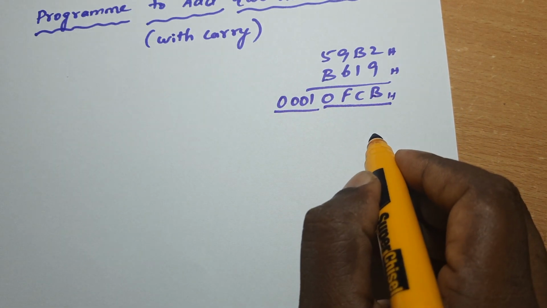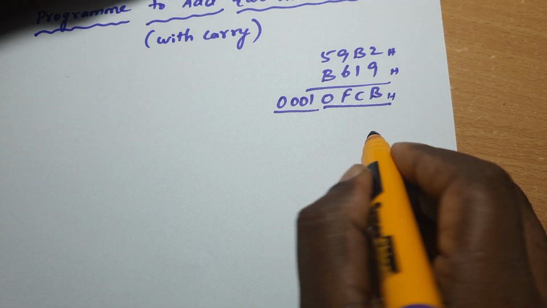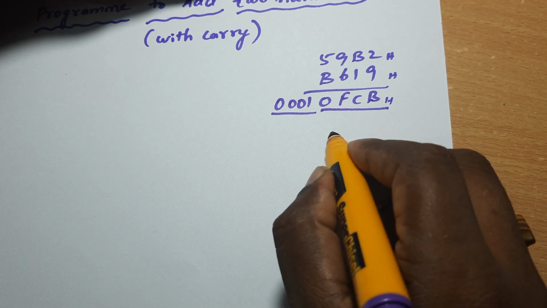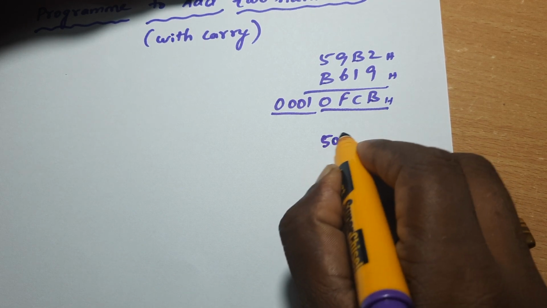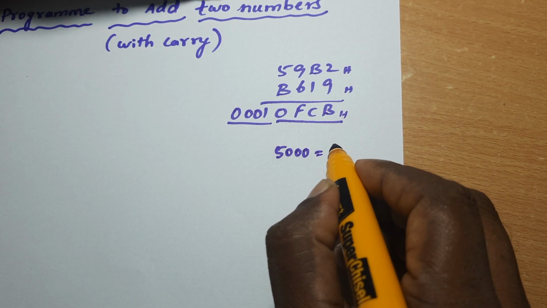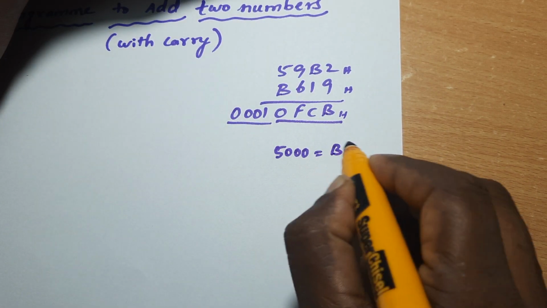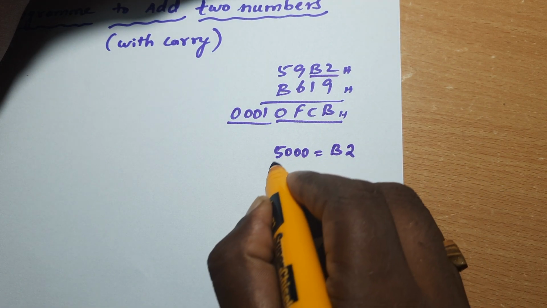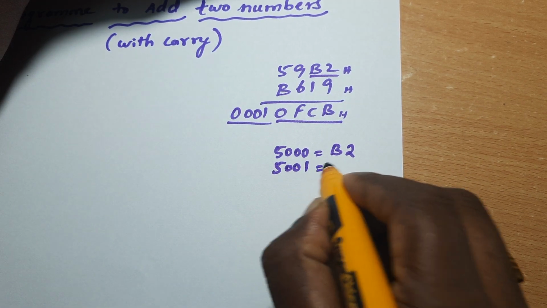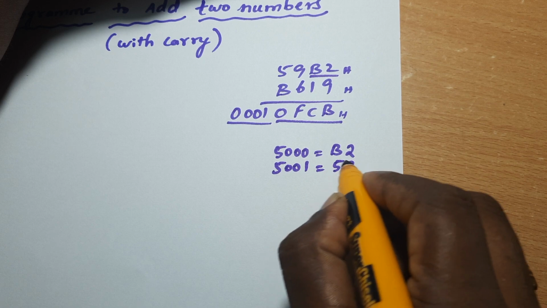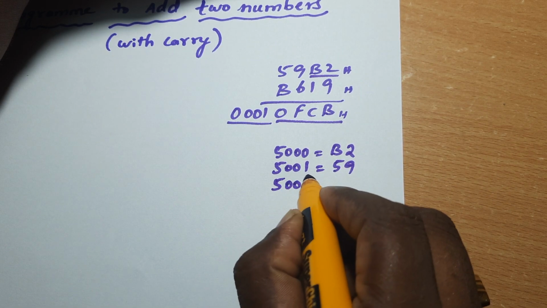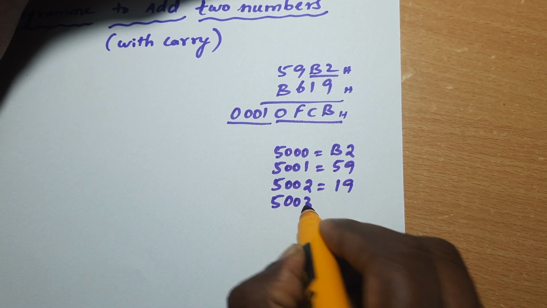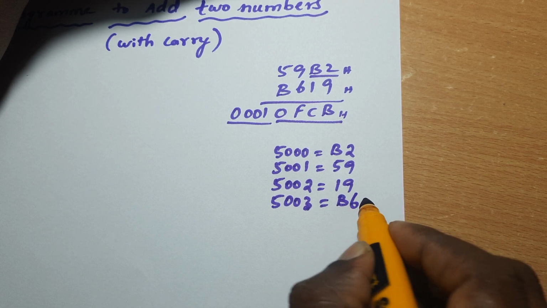Before we write the program, we need to decide input memory locations also, because we are going to use direct addressing mode. So for the input locations, I am choosing 5000 to store the least significant byte of my first number, it is B2. In the consecutive memory location 5001, I am storing the next byte, 59, and 5002 it is 19, and then 5003 it is B6.